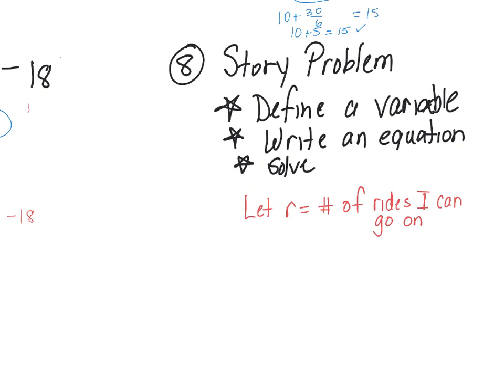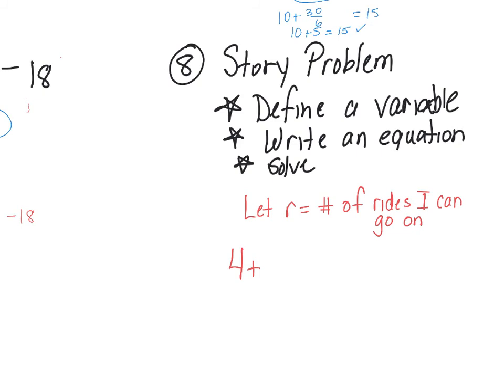What does it automatically cost me just to get into the fair? Is that going to change depending on how many rides I go on? That's a flat fee, isn't it? $4. And then I want to go on rides. So what's that going to do to that cost? It's going to make it go up. So it's adding. How much is it per ride? Because each ride is $2.50. That's called a unit rate.